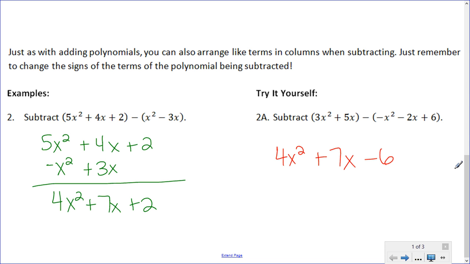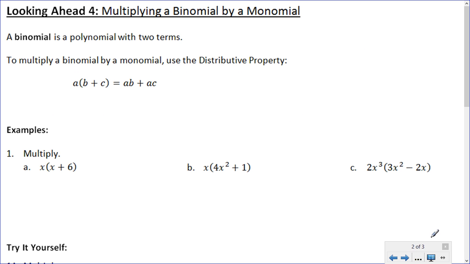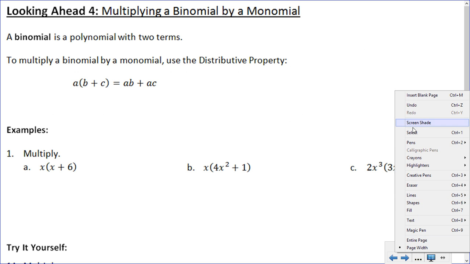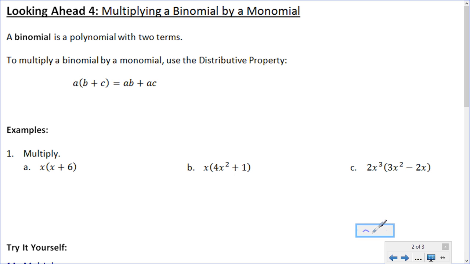Okay, so let's go ahead and move on to looking ahead section 4, which is multiplying a binomial by a monomial. So we've got a new term here, a binomial. A binomial is a polynomial with two terms. That prefix there, bi, means two, so it's a polynomial with two terms.